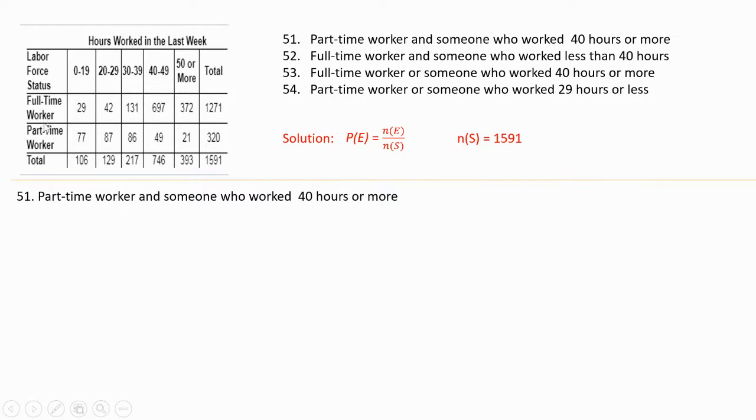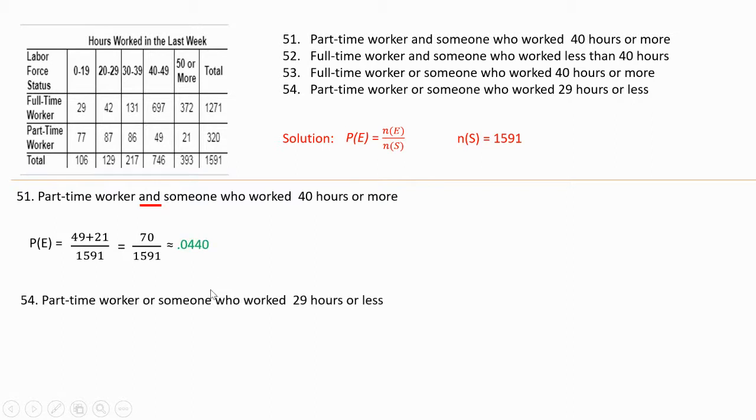Part-time workers, right? So we look at the part-time workers right here, and someone who works 40 hours or more, right? So this means intersection, right? That's a keyword right there, intersection. Part-time workers and work 40 hours or more will be 49 plus 21, these two here, over the sample space, which will give you 70 over 1591, right? Over the sample space, which will give us approximately 0.0440.